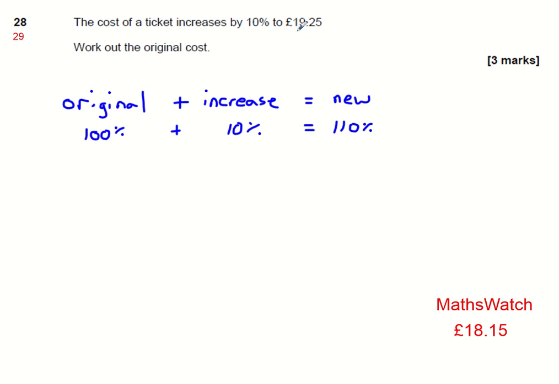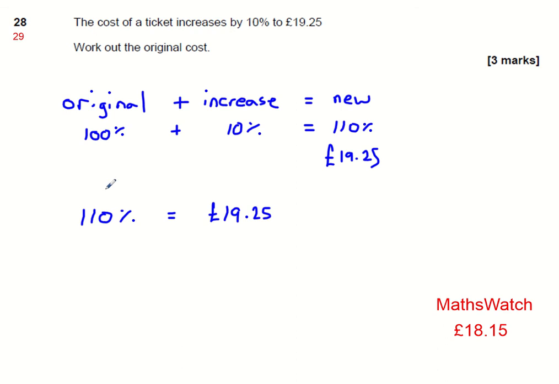Now, this £19.25 is the new price. So 110% of our value is £19.25. And since we're trying to work out the original cost, we need to work out what only 100% would be. Now, you can do this in a few ways.